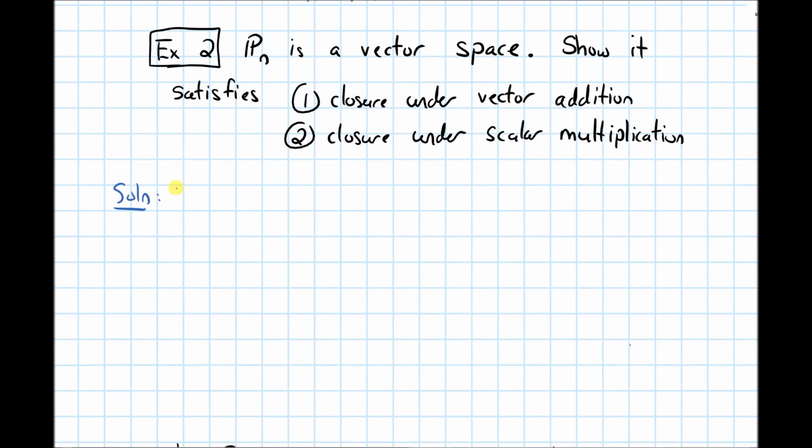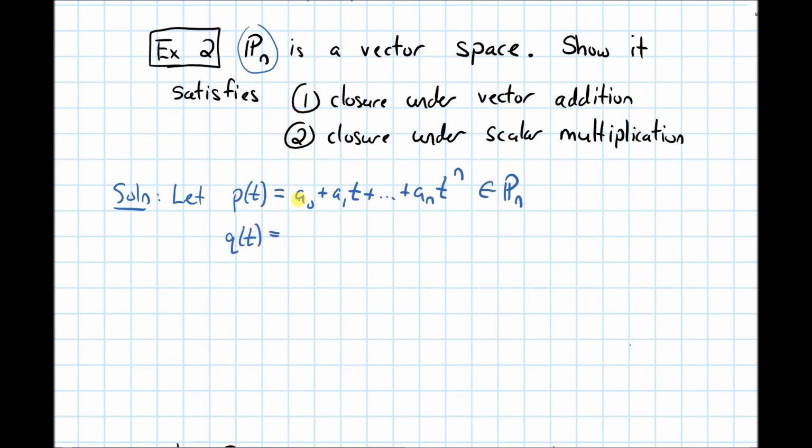Okay, so what I'm going to do is I need to take 2 things in Pn and then add them together and show that's in Pn still first. So let's start to write some stuff. Let p of t be a polynomial in Pn. So that means it looks something like a naught plus a1t plus dot dot dot plus an times t to the n. This is something that's in Pn. It's a polynomial of degree at most n.